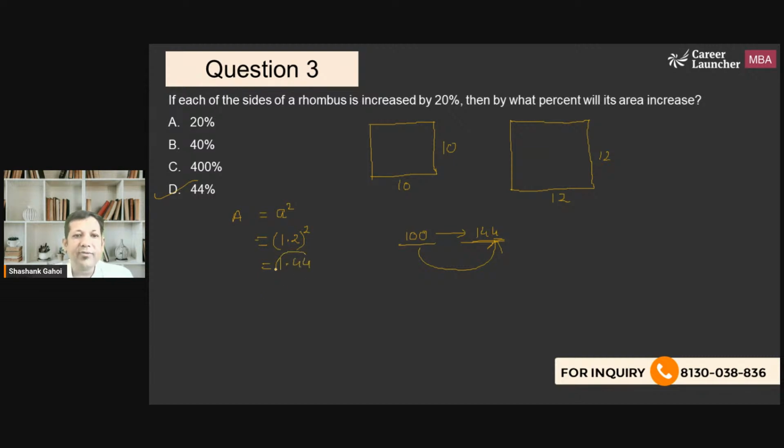So the multiplication factor for the area is 1.44. Multiply it by 100. The initial area was 100, the final area was 144. What is the change we are looking for? That is a 44% increase. So this question can be solved by using the multiplication factor, or by assuming a particular value. Instead of a rhombus, if it is any other quadrilateral, eventually the percentage change is going to be the same. It won't change, so don't worry about it. Now let's move on to the next one.